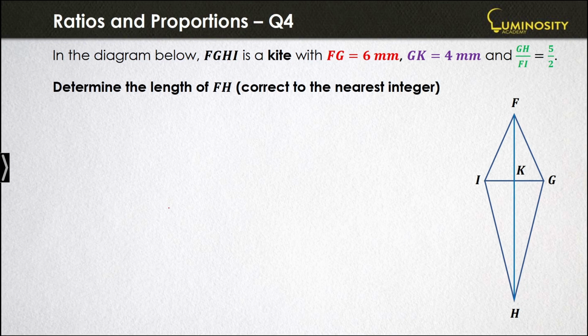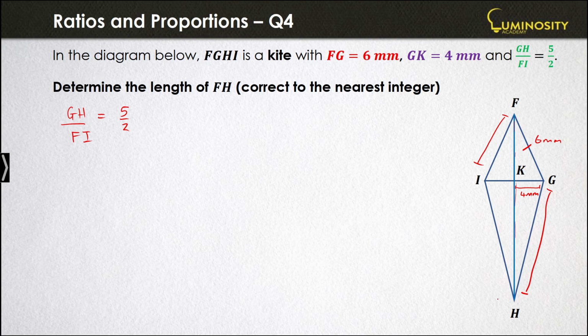In the diagram below, GHI is a kite with FG equal to 6 millimeters, GK, this length here of the diagonal, is 4 millimeters, and the ratio of GH to FI is 5/2. So this length GH divided by this length FI, that ratio is 5/2. We want the length of FH, which is this long diagonal here, correct to the nearest integer.